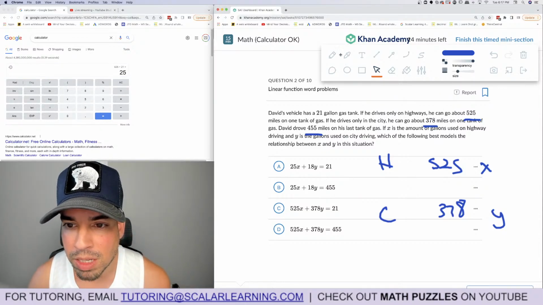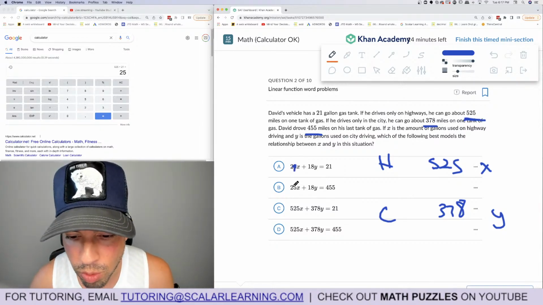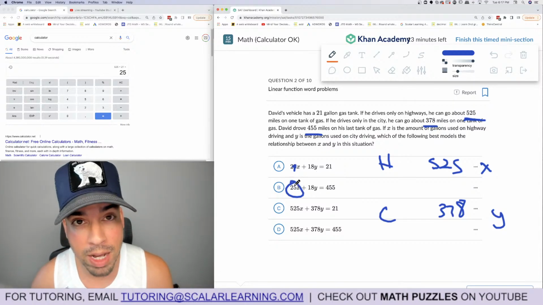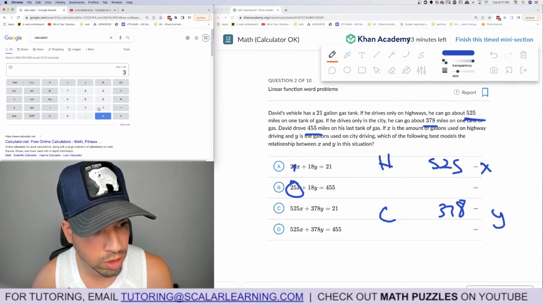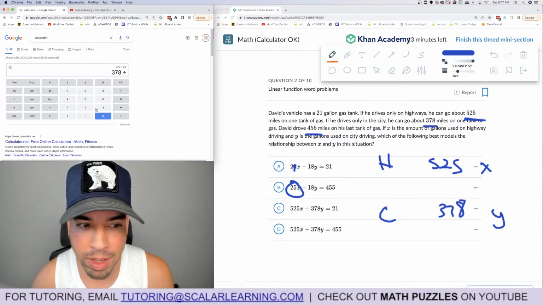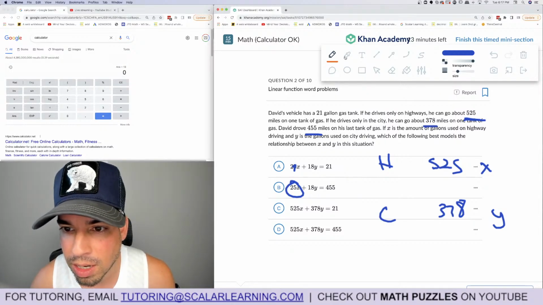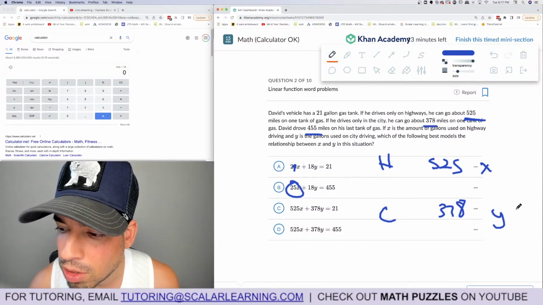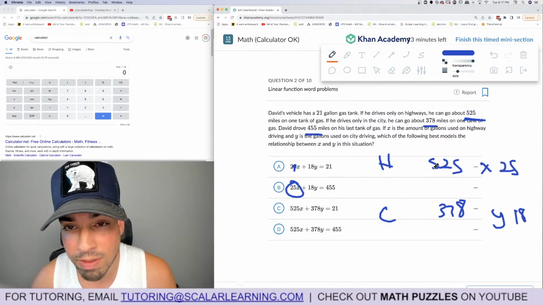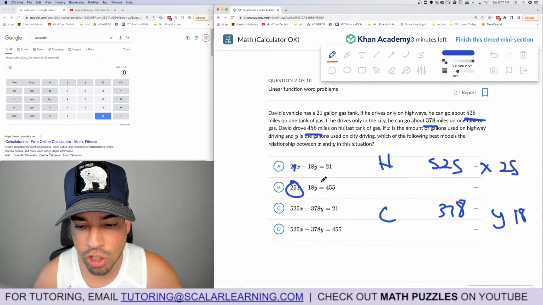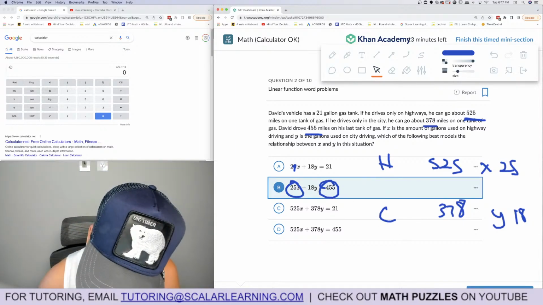So this is the highway, so the highway miles per gallon is 25. So it's 25x, and that gives me the miles driven on the highway. And then 378 divided by 21 is 18, so that's the miles per gallon on the city side. So it's 18 and 25. You can see it'd be 25x plus 18y, and those are both giving me the miles driven on each. So we want total miles on the right-hand side, so 455 is what we got over there.